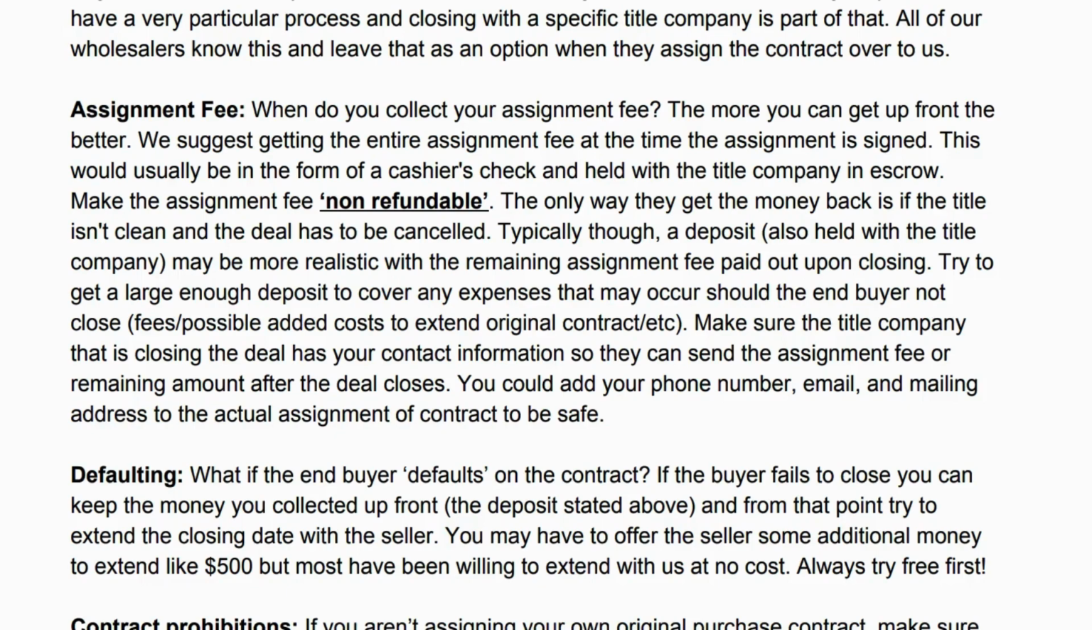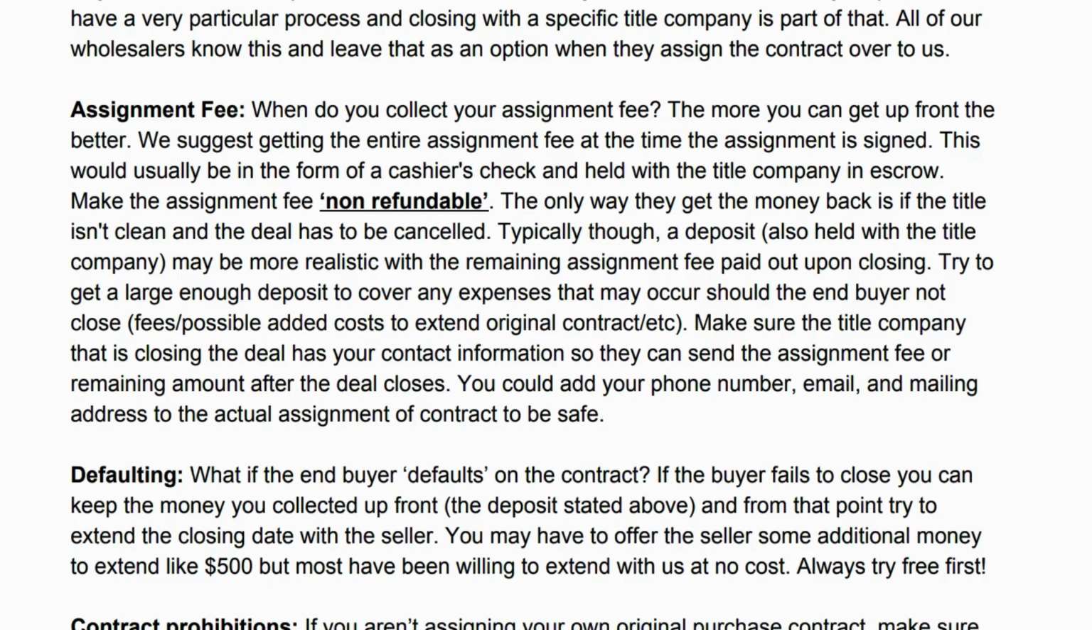So you don't have to chase down the person to try and get that yourself. We want that in escrow with the title company so that it's safe, it's there. And we always make the assignment fee non-refundable. So as long as the closing isn't canceled due to, it's nobody's fault. If the title can't clear, those kind of things, you're not going to hold the person responsible if it's out of their control. So in those cases, we would totally refund their assignment fee. But if the deal is canceled for any other reasons, that assignment fee is non-refundable.